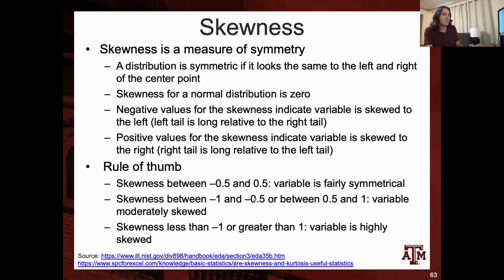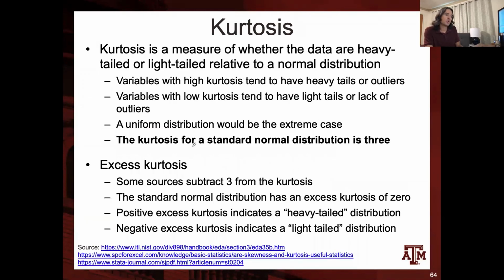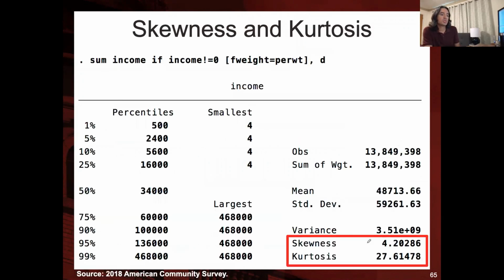Skewness is another measure to analyze normality. If it's less than -1 or greater than 1, the variable is highly skewed. Kurtosis is another statistic to analyze if the variable is not normally distributed. If it's above 3, the variable doesn't have a normal distribution. So the skewness here is above 1, so income is not normally distributed, and kurtosis is also above 3.